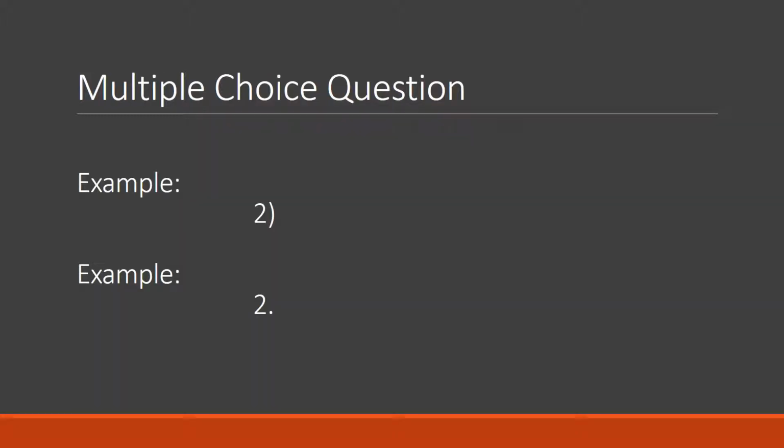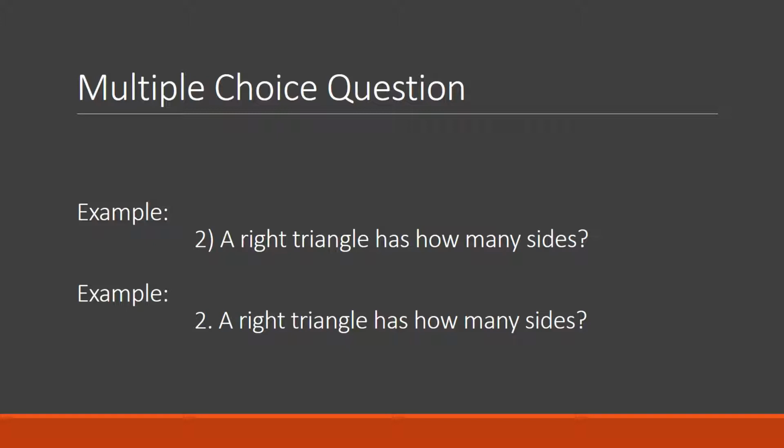Let us now move on to multiple choice questions. Notice that for a multiple choice question, the numbering stays the same. You put the number followed by a close parentheses or the number followed by a period. Now after the space, you can write the text of your question. So the format is number followed by either a close parentheses or period, space, and then the question text.